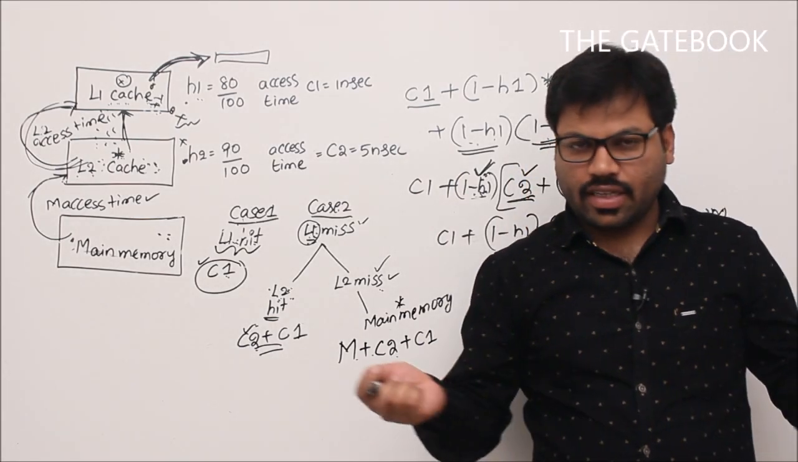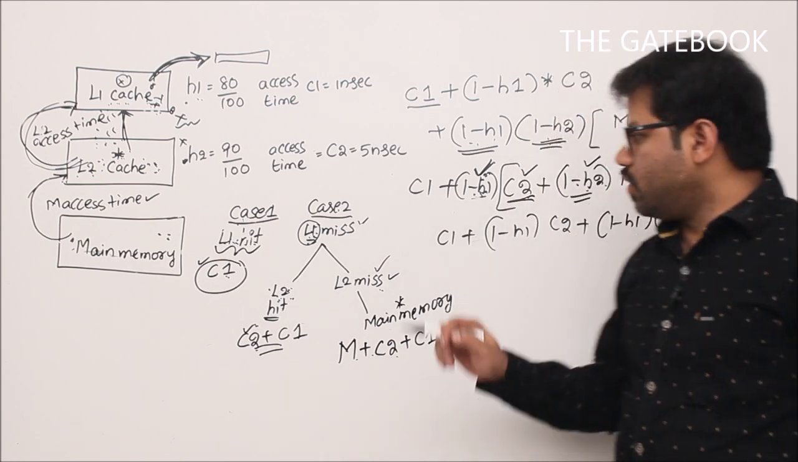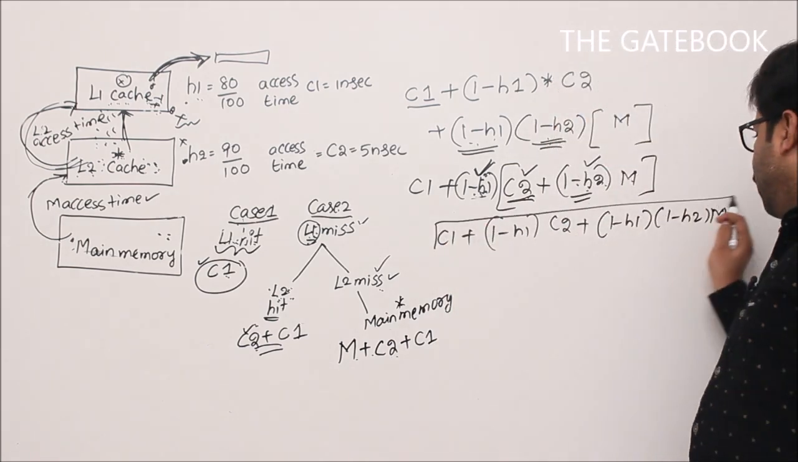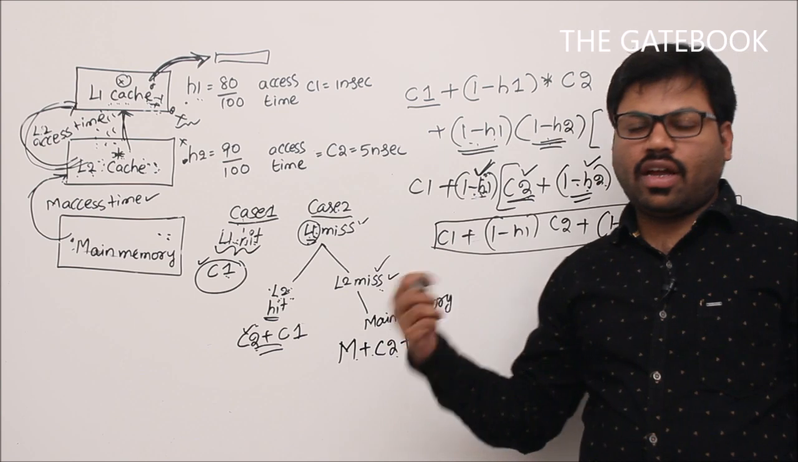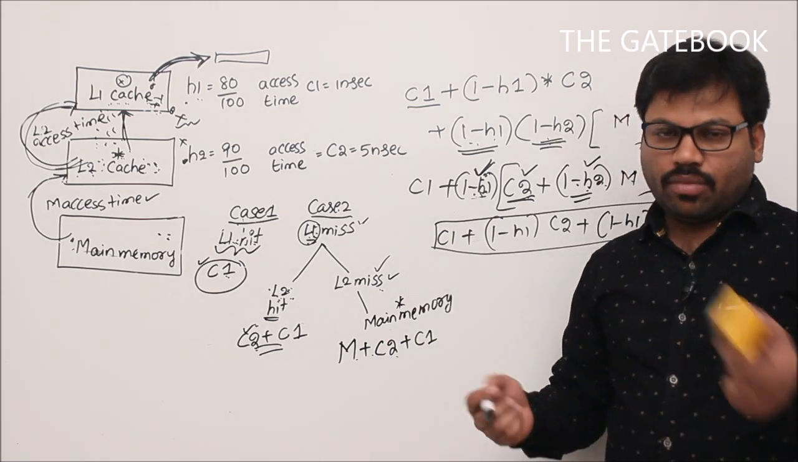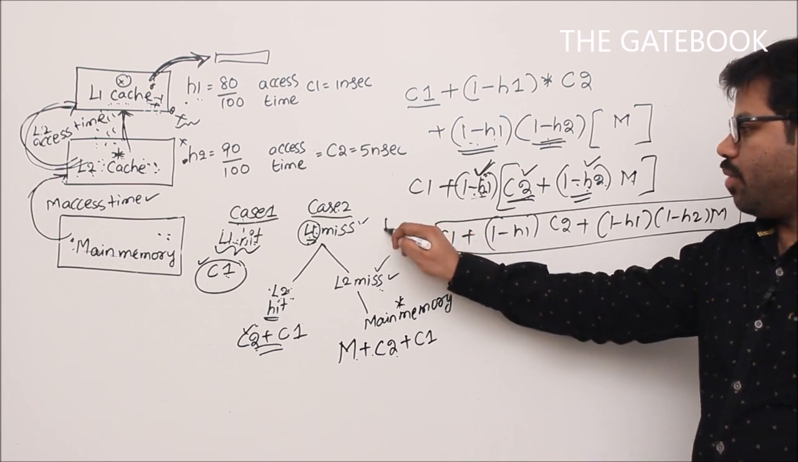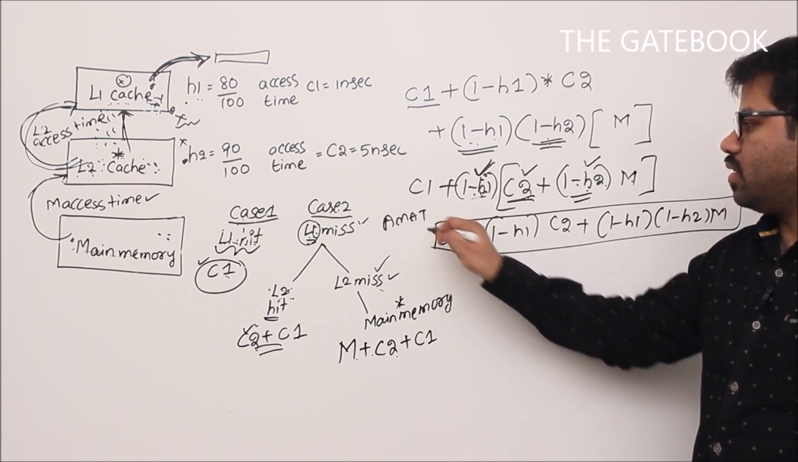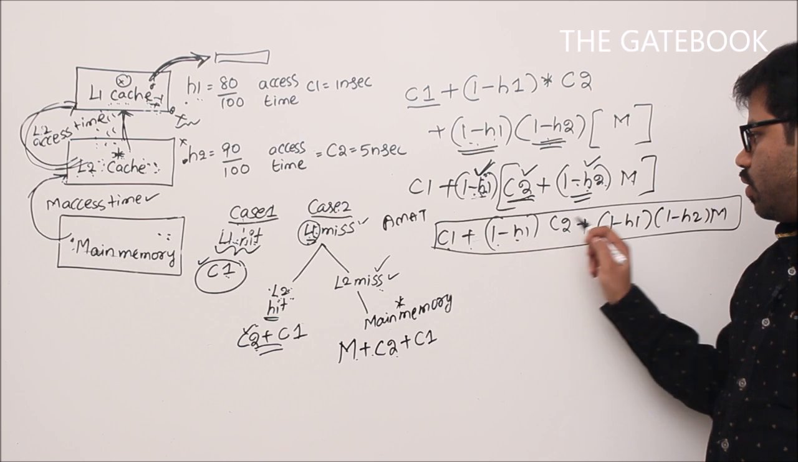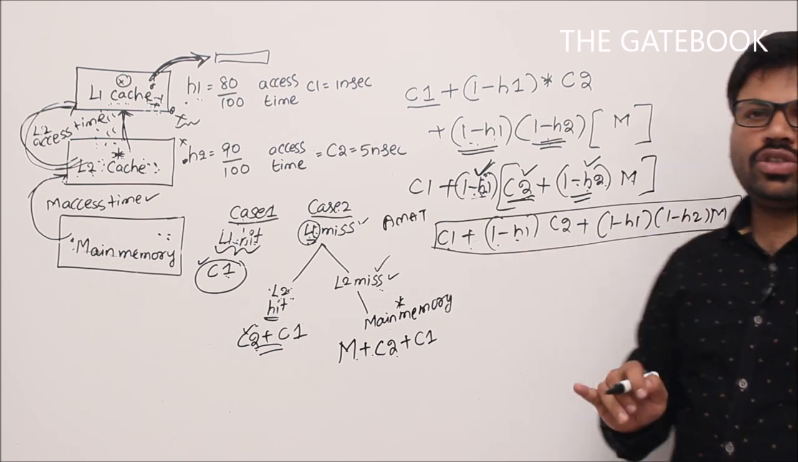If you don't understand anything, remember it, okay? This formula is very important for us. If you remember it, then you can answer any GATE question related to multi-level cache access. Formula: average memory access time in this two-level system is C1 plus 1 minus H1 into C2 plus 1 minus H1 into 1 minus H2 into M.